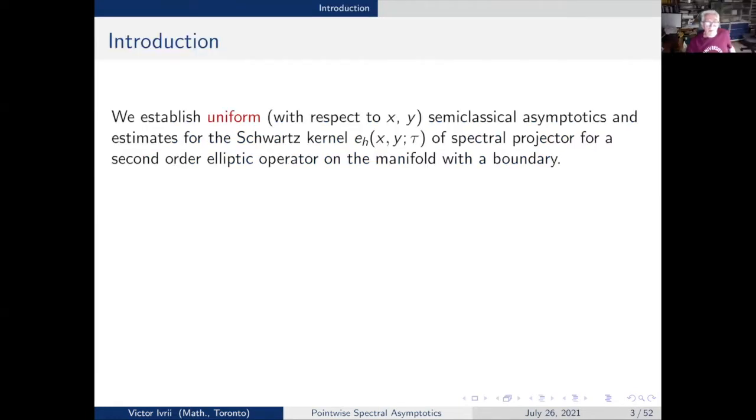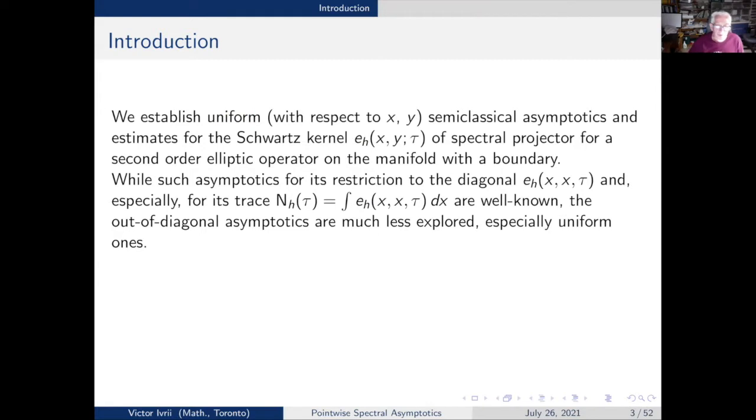So we consider the Schwarz kernel of the spectral projector, and we want to establish semi-classical spectral asymptotics when h goes to 0, and we want it to be uniform with respect to x and y. So it should work for both x not equal to y and x equal to y, and x tends to y.